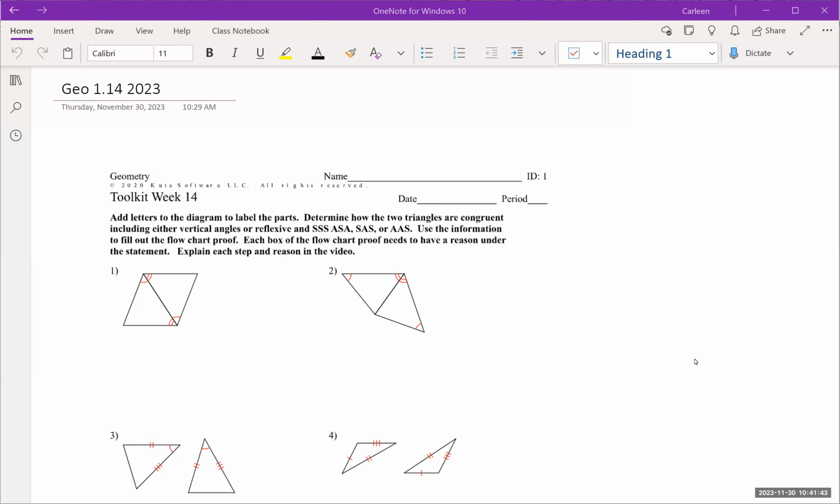Now, there are 2 exams left in geometry. In 2 weeks, it is week 16, the last unit exam. And then 1 week later, you have a final exam. So the semester is quickly coming to an end. So anyway, let's get started.